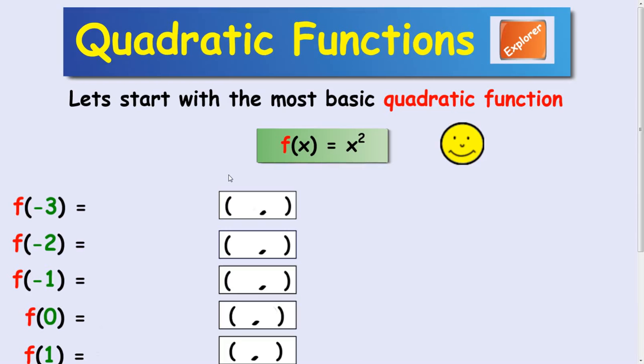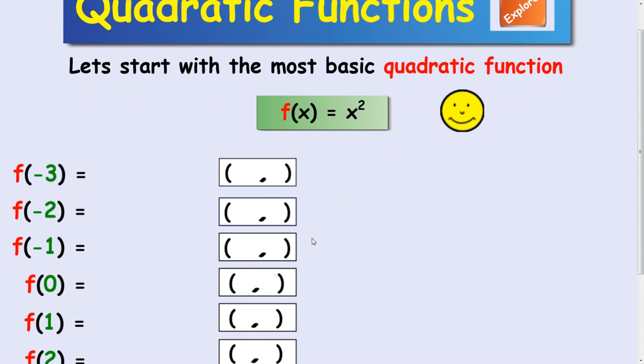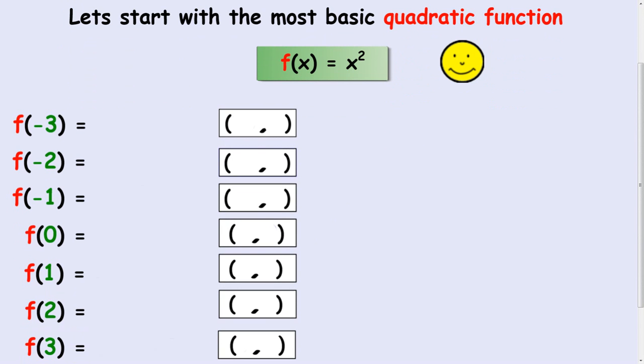In this lesson, we're going to look at the most basic quadratic function, which is f of x equals x squared. There's no adds or takeaways after or any more x's, just f of x equals x squared. Now the numbers we're going to choose to put through this function are between -3 and 3, and then we're going to draw it out.